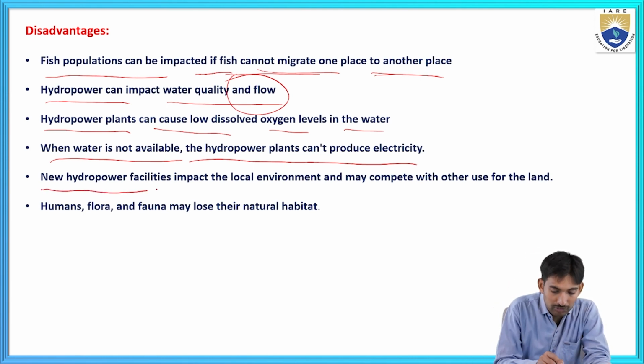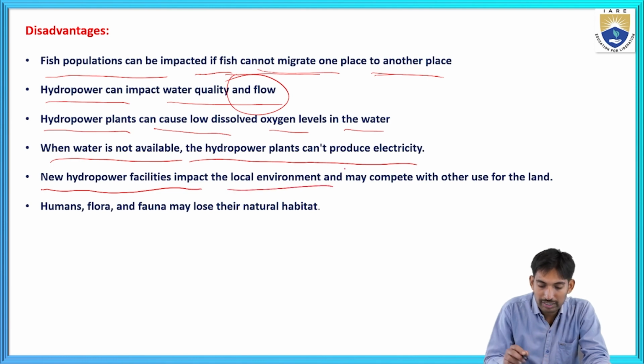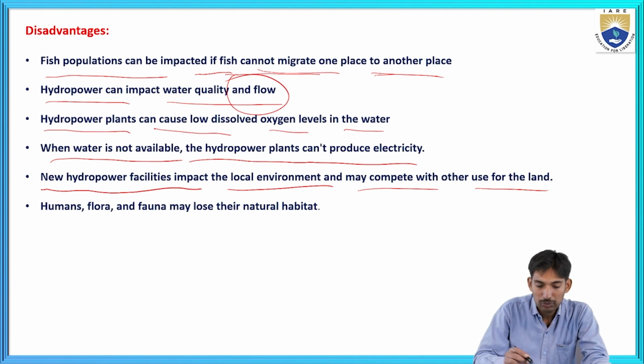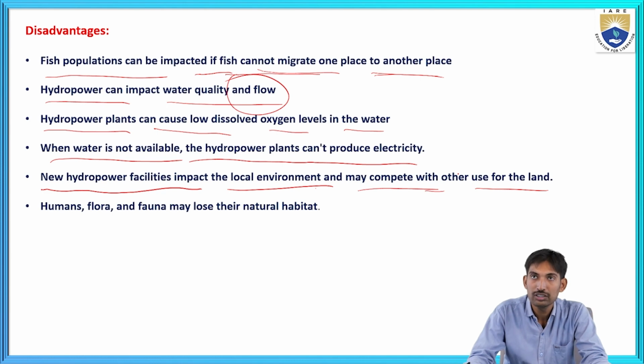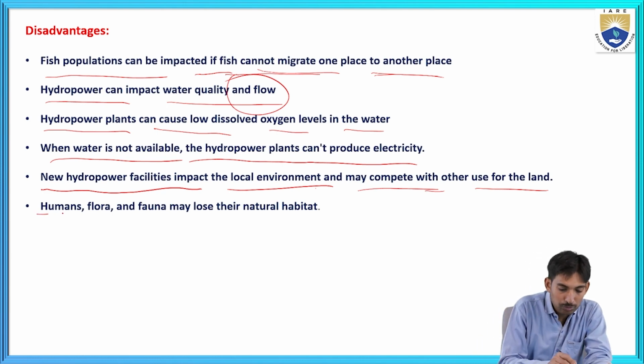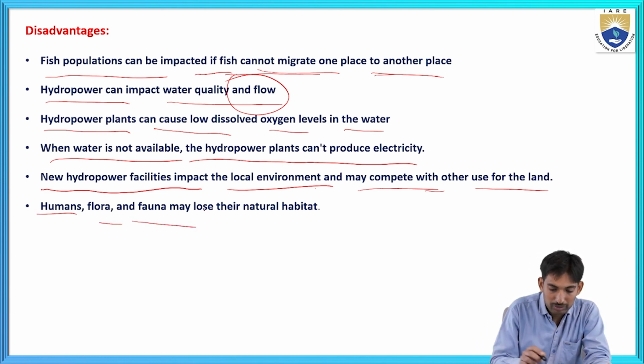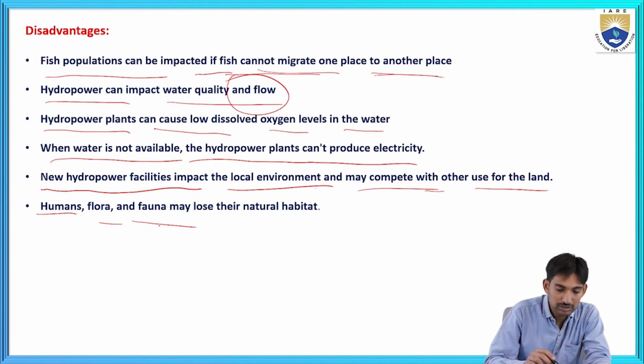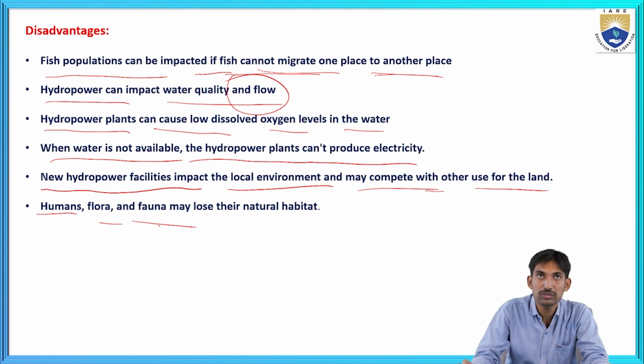New hydropower facilities impact the local environment and may compete with other uses for the land. Humans, flora and fauna may lose their natural habitat because of these hydropower plants.